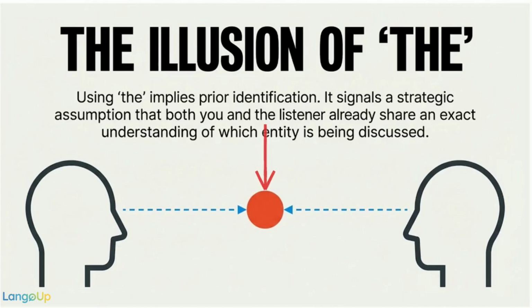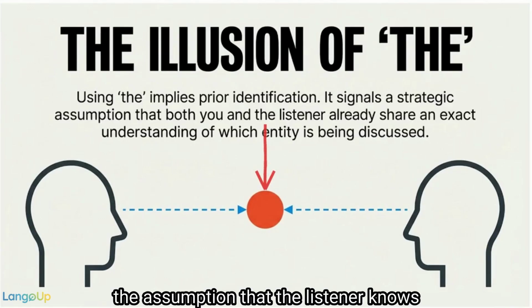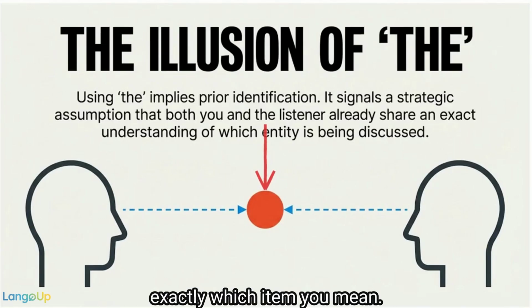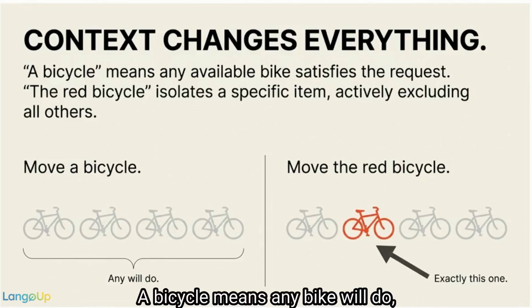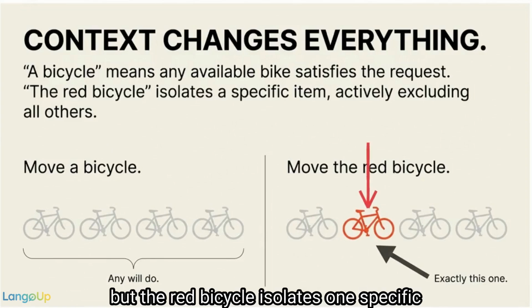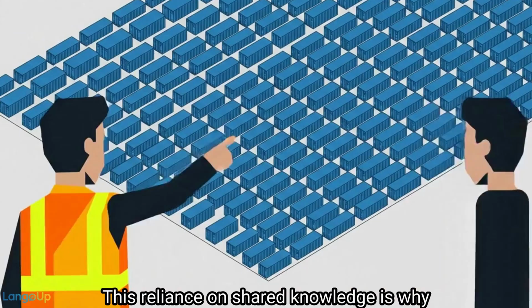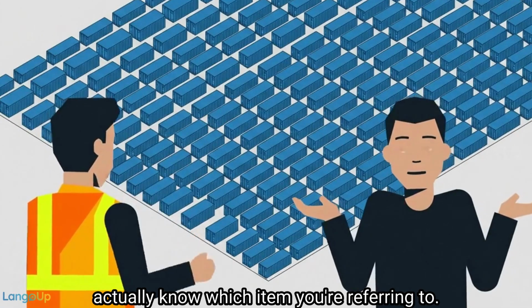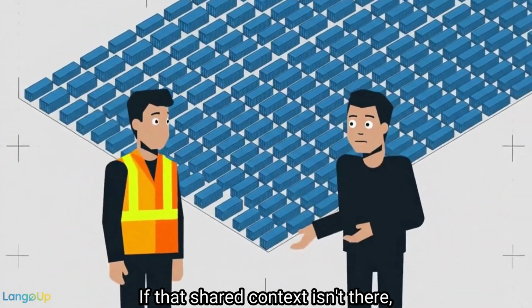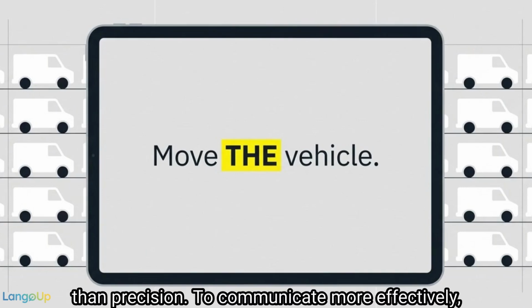This graphic represents that prior identification, the assumption that the listener knows exactly which item you mean. The difference is practical. A bicycle means any bike will do, but the red bicycle isolates one specific item and excludes all others. This reliance on shared knowledge is why communication fails if the listener doesn't actually know which item you're referring to. If that shared context isn't there, the becomes a source of confusion rather than precision.